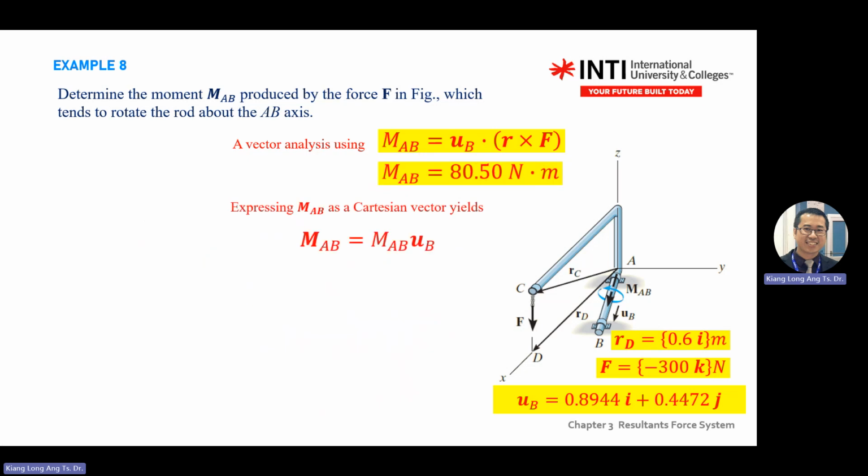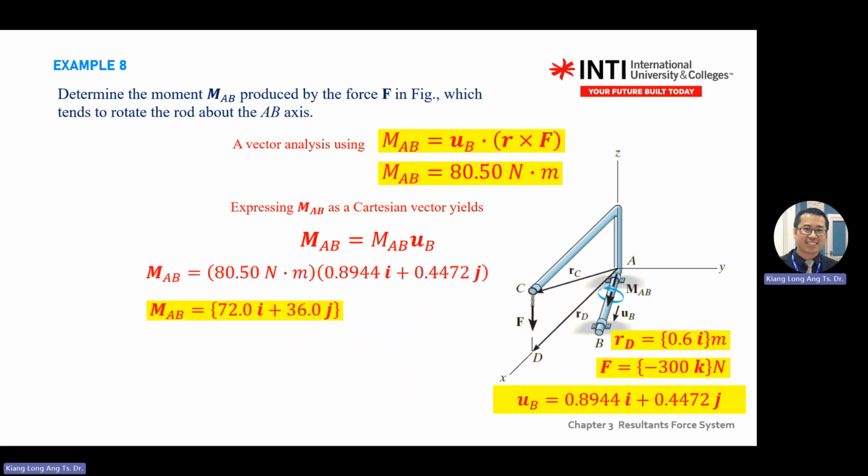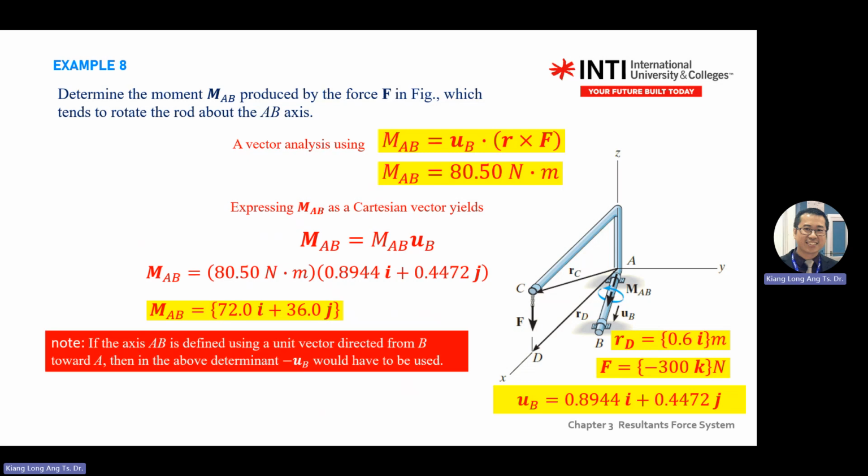Okay, then you combine the two, expressed as a Cartesian vector. So for MA, you define this as a magnitude, 80.5 Newton meter. UB is this one. Yeah. You cross, you get a scalar number. Then you dot also. If you calculate UB dot that one, you also get a scalar magnitude. So this one you multiply, this one multiply inside.